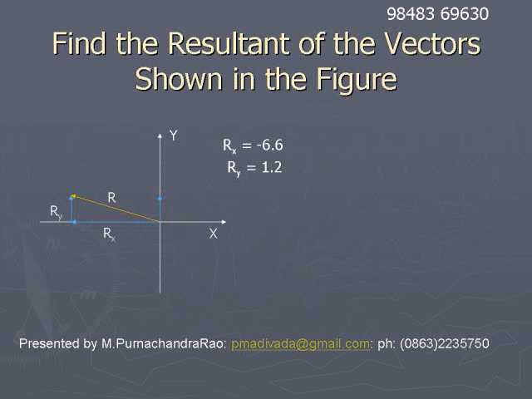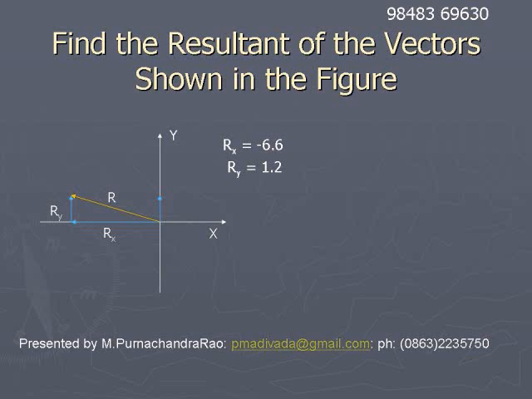Now construct a vector 6.6 units towards the negative direction of x-axis, that is shown by Rx. Rx represents minus 6.6 and Ry represents 1.2, that is a vector along positive direction of y-axis, plus 1.2. Now construct Rx plus Ry, that is Ry is constructed at the head of Rx. Then the resultant vector is obtained by joining the origin to the head of Ry, that represents the resultant vector R. This is how we get the resultant vector R.